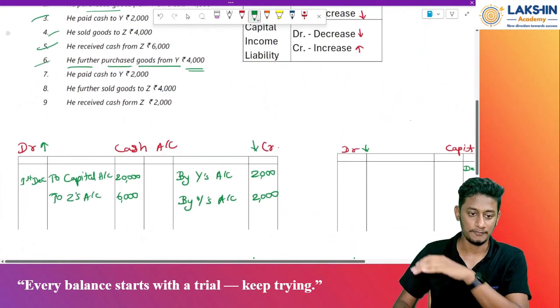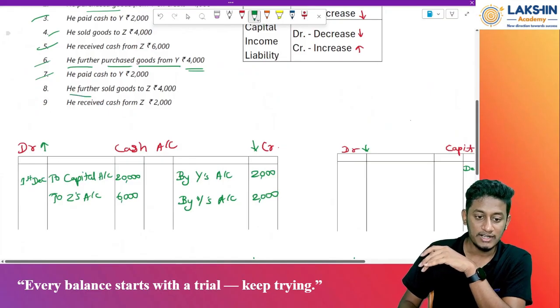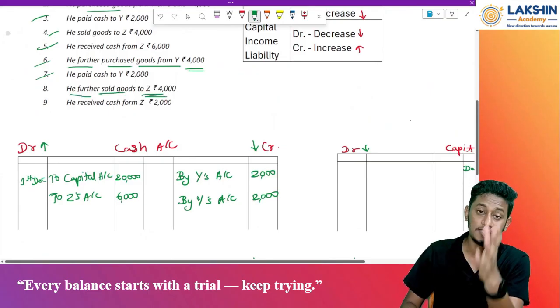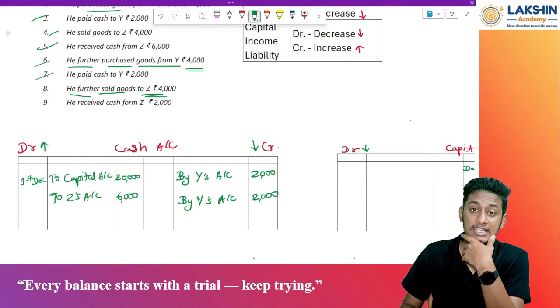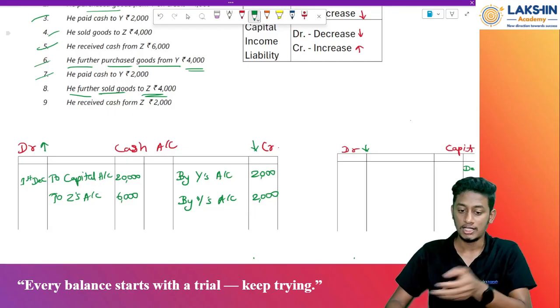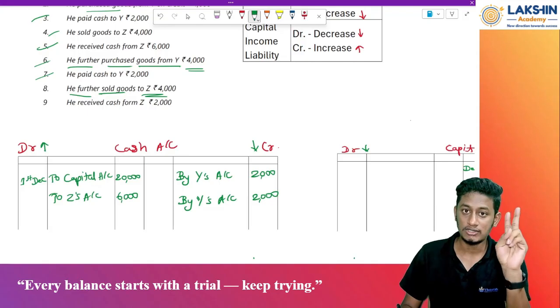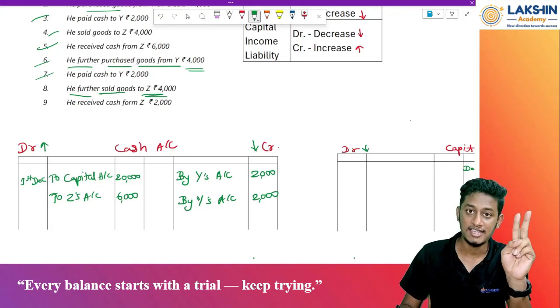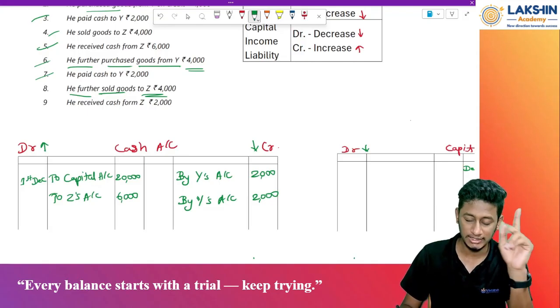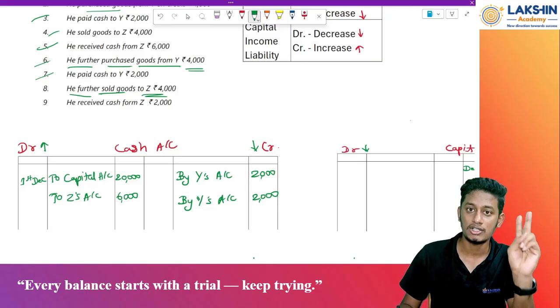Next, moving ahead. This is also done. He further sold goods to Z. Again he is making a sale to Mr. Z. Now let us look at what happens. So whenever a sale is made to Mr. Z, two accounts will be opened: Z's account and sales account. Two accounts will be opened up, right?